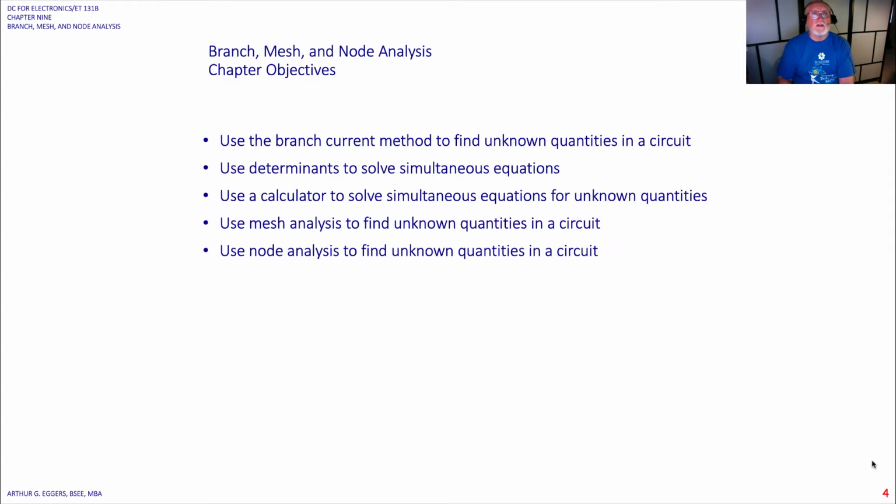We're looking at advanced methods for doing circuit analysis. We're going to use the branch current method to find unknown quantities in a circuit. We're going to use determinants to solve simultaneous equations. There are some examples in here of using a calculator to solve simultaneous equations for unknown quantities. We're going to use mesh analysis to find unknown quantities in a circuit, and then finally node analysis to find unknown quantities in a circuit.